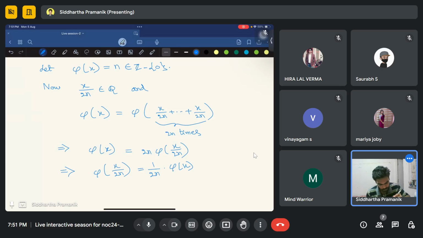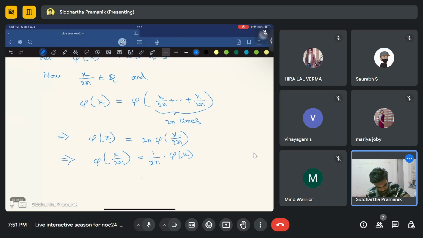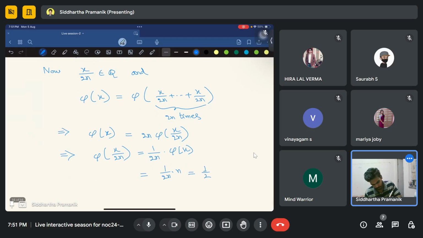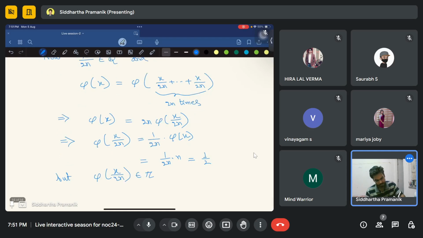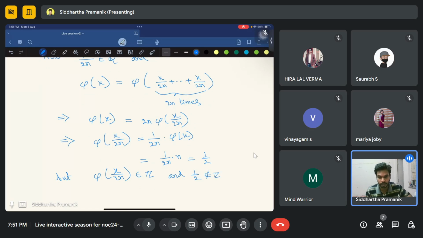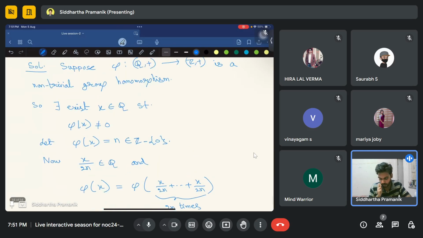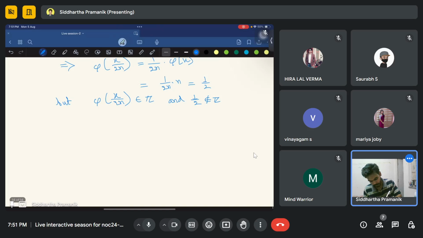But what is phi of x? It is n, right? So this is 1 by 2n times n, which means 1 by 2. But this is not an integer. But phi of x by 2n must be an integer, right? So there is a contradiction. So there cannot be a non-trivial group homomorphism, since assuming one leads to a contradiction.